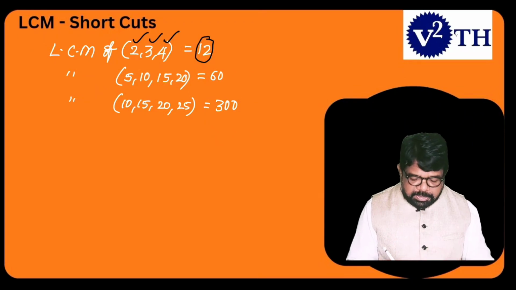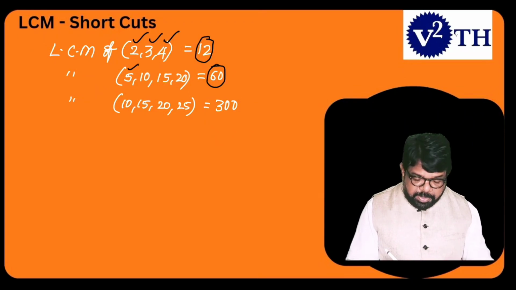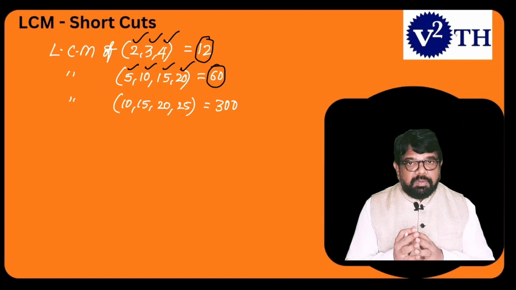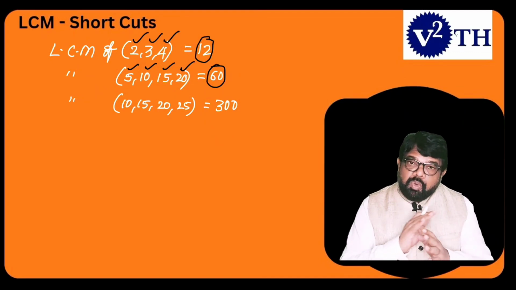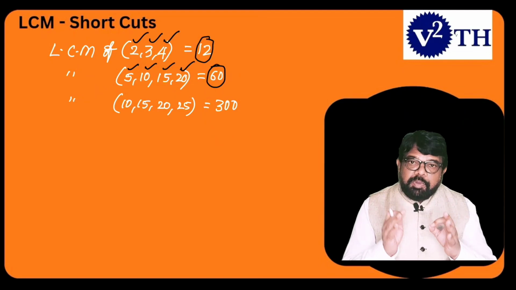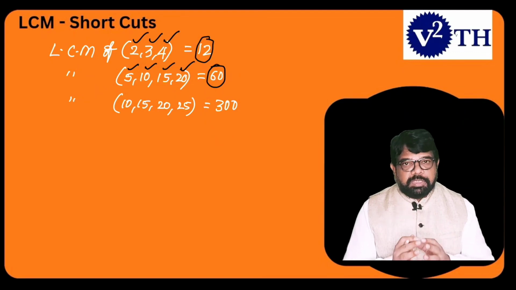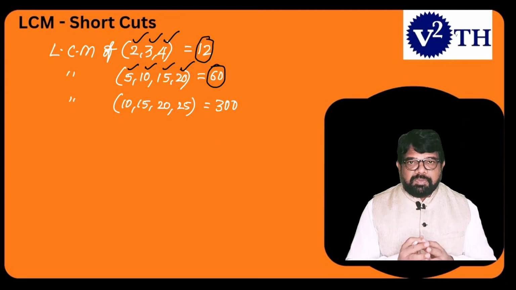Now similarly here 60 is the LCM. It is exactly divisible by 5, exactly divisible by 10, exactly divisible by 15, exactly divisible by 20. And also it is the least number. If you check 1 to 59, there is no number which is exactly divisible by 5, 10, 15 and 20. So 60 is the first number which is exactly divisible by 5, 10, 15 and 20. So LCM means the least value which is exactly divisible by the given numbers.